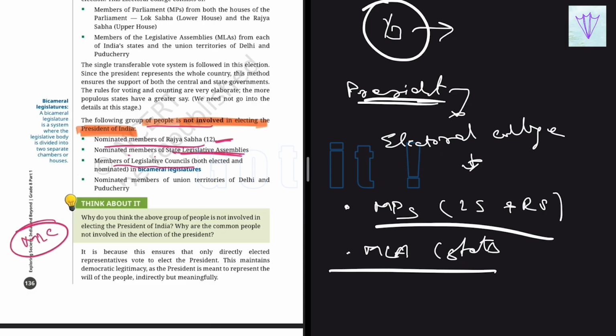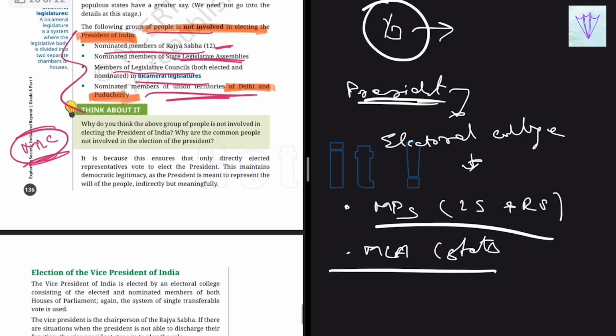Some states even follow bicameral legislatures until now, and some states don't have them. But even though the MLCs are there, they can't participate in the making of the president, both elected and nominated. And the nominated members of the union territories, that is Delhi and Puducherry, can also not participate in the elections. So these are the people who shouldn't participate in the elections of the president.